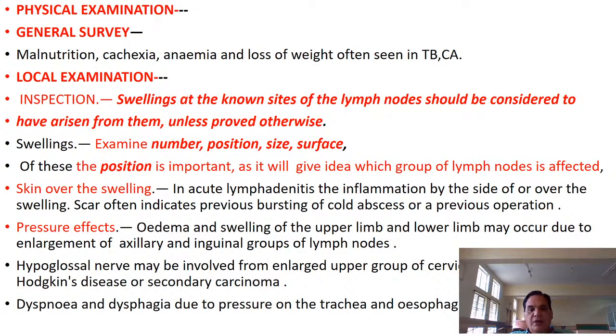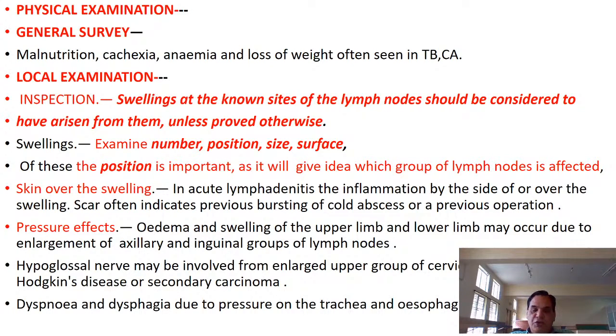Local examination. Local examination is probably more important because on inspection you have to remember the site, because a swelling at a known site of lymph nodes, understand? If there is a lump in the axilla or groin, you must think of lymphatic enlargement, that is lymph node enlargement, unless proved otherwise. Don't give any other diagnosis in a lymphatic area. Don't say it is a lipoma, don't say it is a sebaceous cyst in the axilla. Always think of a lymph node.